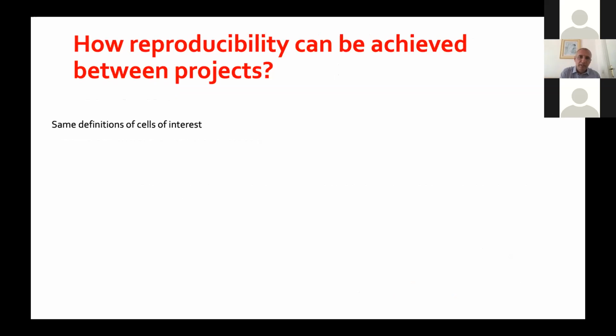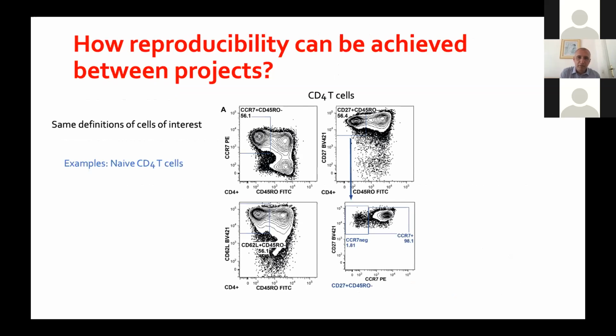How reproducibility can be achieved between projects. So this is an example of CD4 T cells, and there is about 4 different definitions of the same cells, naive CD4 T cells. So they can be defined by either CCR7 together with CD45RO isoform, or they can be defined also with CD27 and 45.